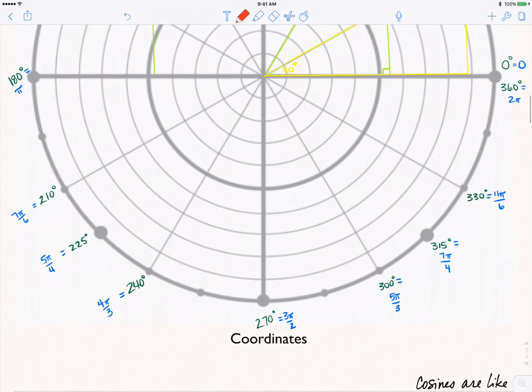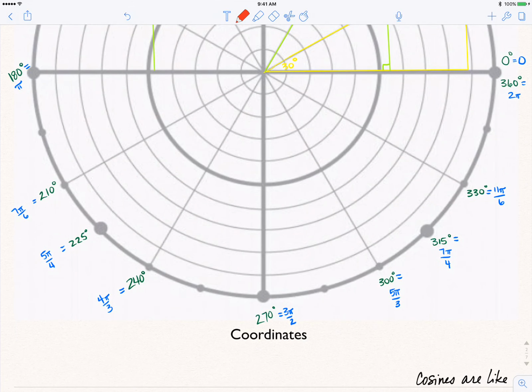Let's go to the next spoke. We're down to the third quadrant now. We want to go down to 210, so we have a long left, we have a down short. Long left, down short. So long left is going to be negative root 3 over 2. Down short, negative 1/2.